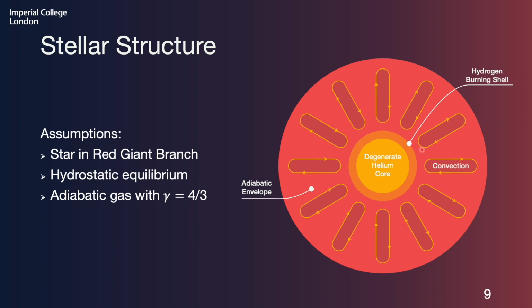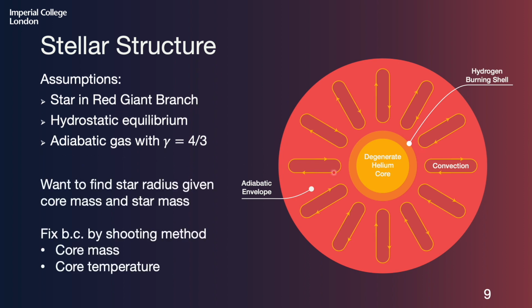Convection drives the temperature profile very close to adiabatic, which means that the temperature profile will look like that of a gas in which no heat is being exchanged. And then by simply assuming hydrostatic equilibrium, we can solve this model to find the star radius for a given core and star mass. That way we can use this to find the new radius of a star after we shave off some of its mass.